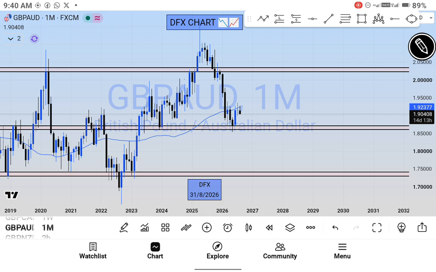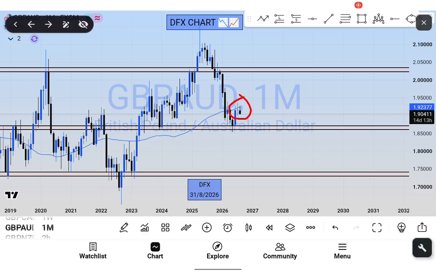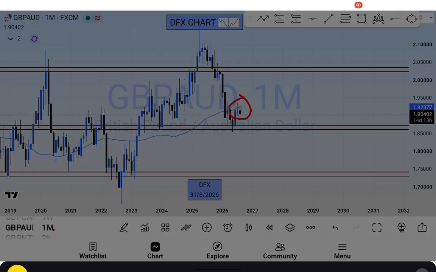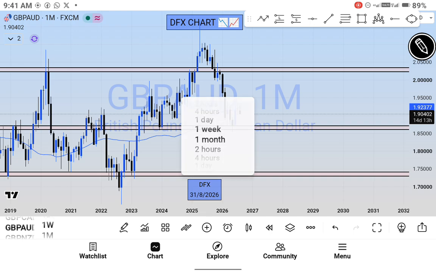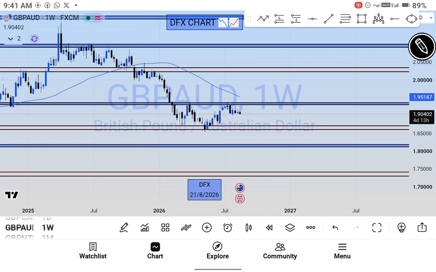Now there's something I'm seeing here. We have a pin bar last month. Let me say indecision, because when we have an indecision candle, that means the sellers and buyers are on parity. The pressure is equal. The buyers couldn't take the price up, and the sellers couldn't take it downward. That was what happened last month on pounds AUD. Now going to the weekly time frame to put more meaning into what I'm saying.